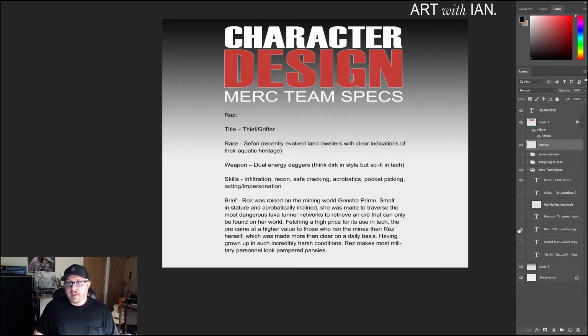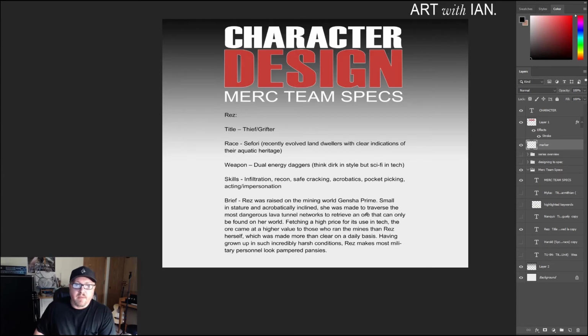And then on to the next one. Res. Okay, so this is a thief and grifter. That means that apparently she is really good at getting into places and pretending to be someone or something that she's not. Looks like she was born on a mining planet. She's small, acrobatic, able to traverse. So apparently on her planet, she was able to traverse the most dangerous lava tunnel networks to retrieve an ore that can only be found there.